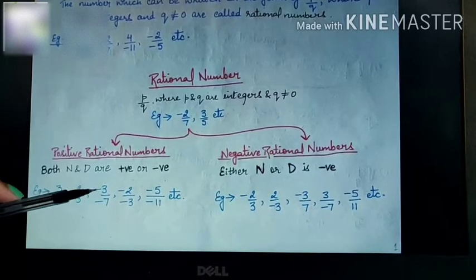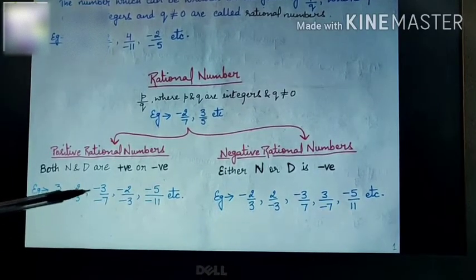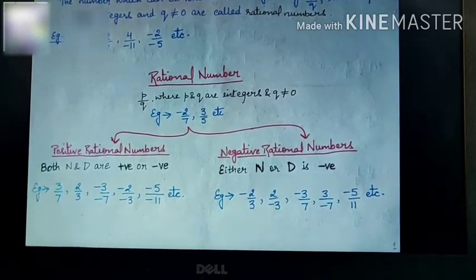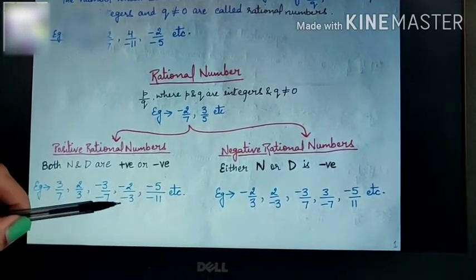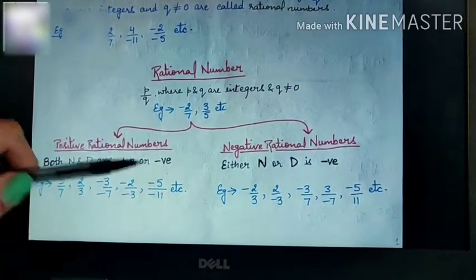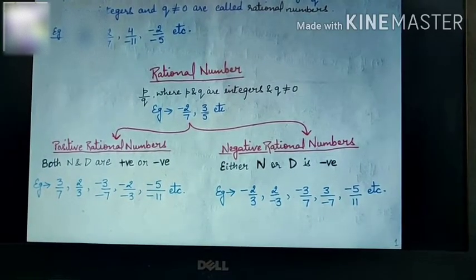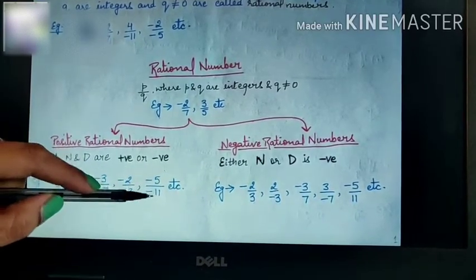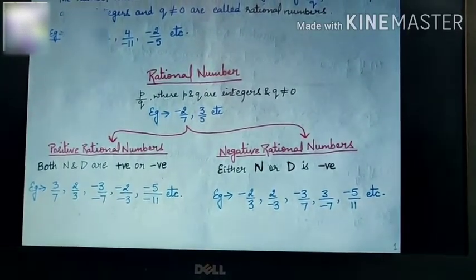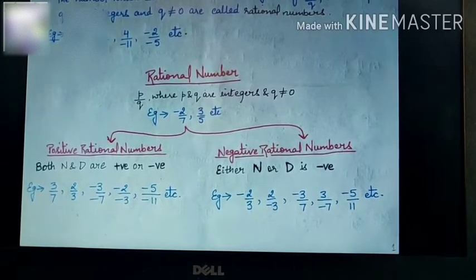Now in these examples, minus 3 by minus 7, both are negative. Both can be negative. So yes, it is a positive rational number. Similarly, minus 2 by minus 3, minus 5 by minus 11 is also a positive rational number. Why? Here the minus and minus signs will cancel out and it will be 5 by 11. So it becomes a positive rational number.